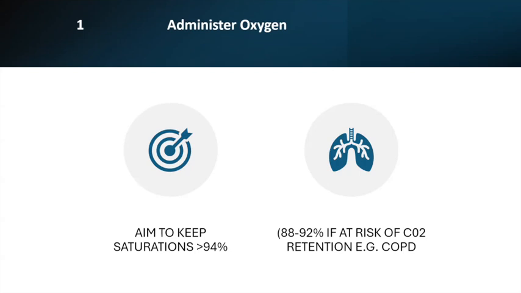If the patient is at risk of hypercapnic respiratory failure, then we keep the saturation between 88 and 92. This applies to patients with COPD, maybe chronic lung disease, or chronic respiratory failure. And then we need to target a saturation of 88 to 92.